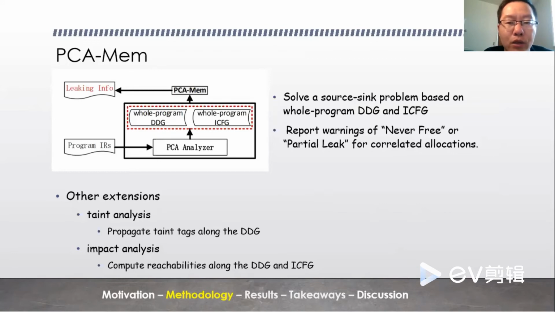Otherwise, PCA Man will check SIGSOFT reachability. If there exists at least one SIGSOFT path where a source cannot reach any sinks by DDG, then it is a partial leak. PCA Man is only one application case. Other extensions such as taint analysis and impact analysis can be built on DDG and SIGSOFT generated by PCA.